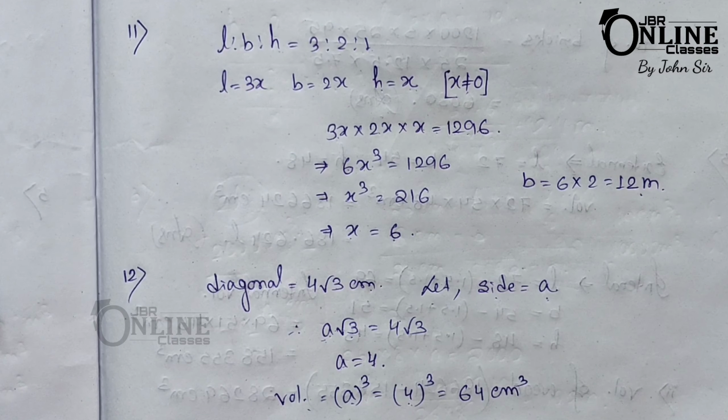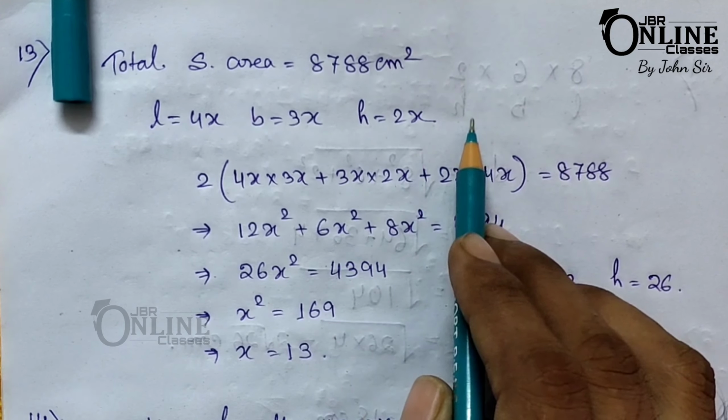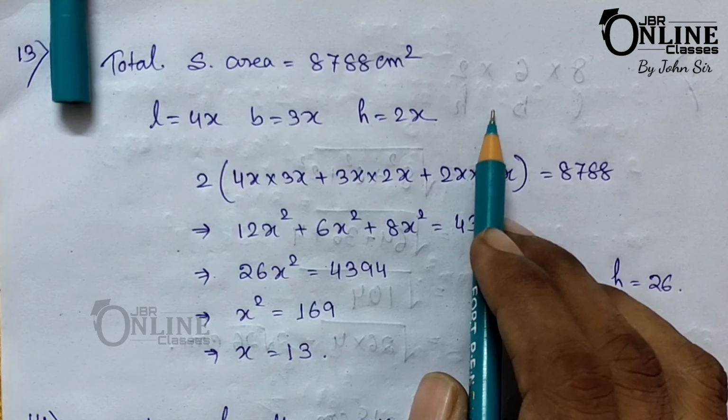Now next one, sum number 13. The whole surface area of a rectangular block is 8788 centimeter square, and the length, breadth and height are in the ratio 4:3:2. So length equal to 4x, breadth equal to 3x, height equal to 2x. Now you know that here x is the proportional constant and which is not equal to 0.